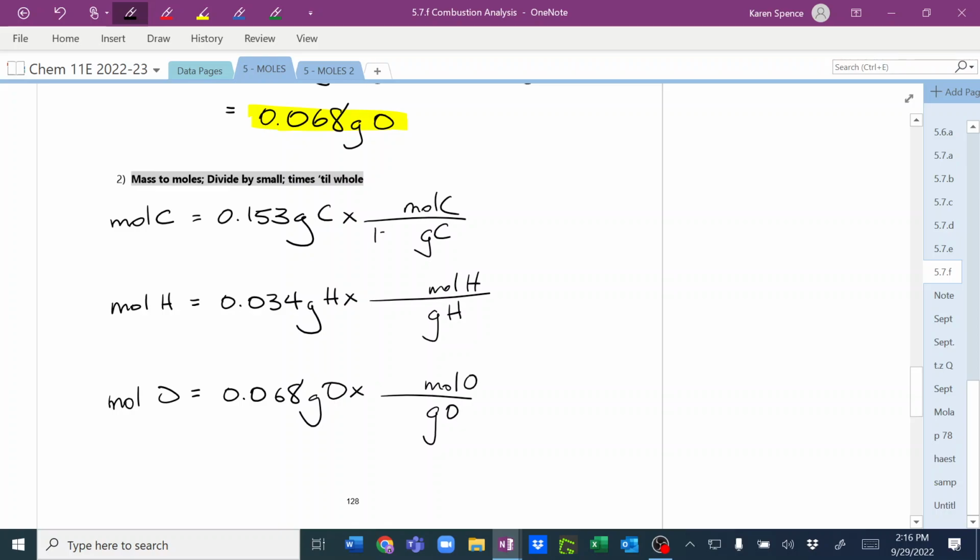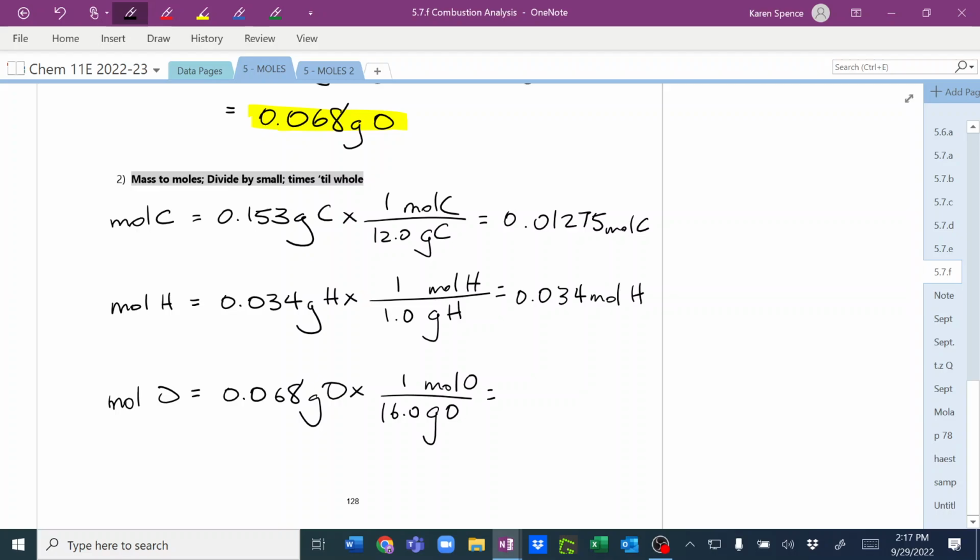Molar mass of carbon is 12. Hydrogen is it 1 or is it 2? 1. Excellent. And then we have the oxygen, which is 16. And then we have 1, 1, 1, equals, equals, equals. And then we go to our calculator and chuck away. Divided by 12, 0.01275 moles carbon. 0.034 moles hydrogen.